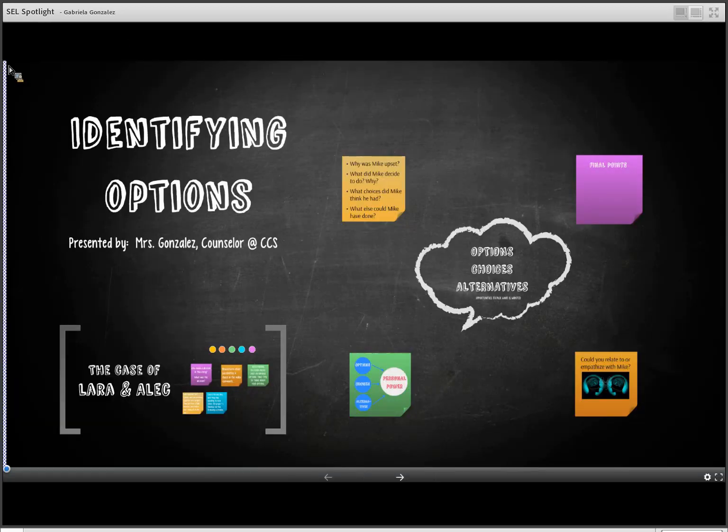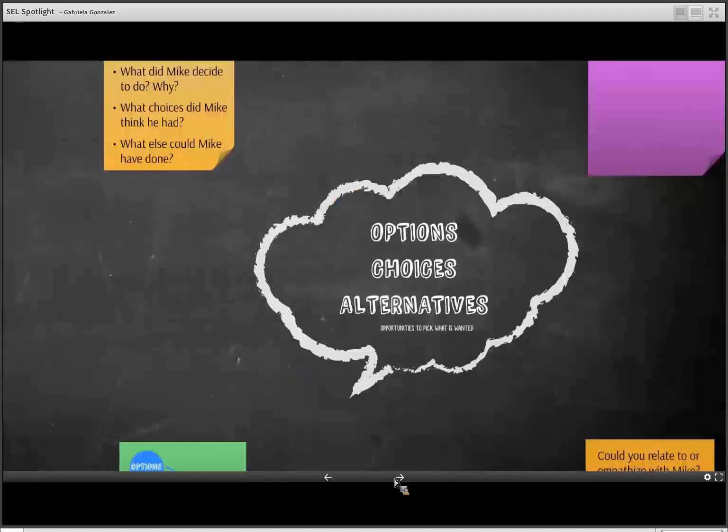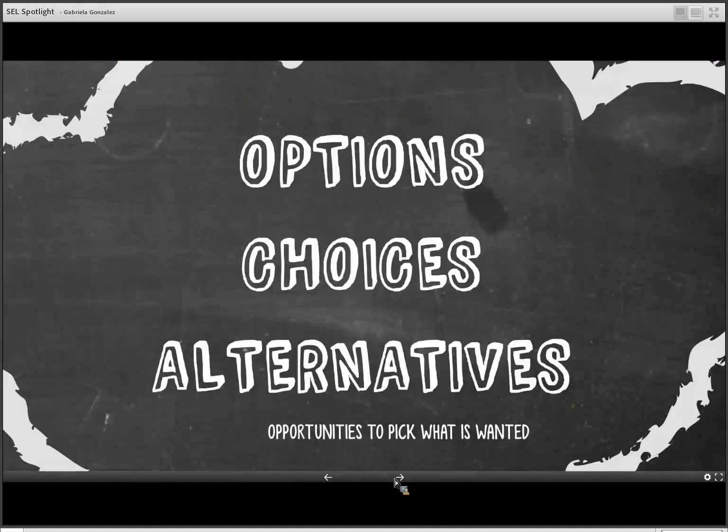This is Mrs. Gonzalez, and this week we continue our exploration of everything that's part of the decision-making process. Today we're looking at identifying options in that process. I want you to look at these three words that you see on the screen. What do these words have in common? Pause and think about what these words have in common.